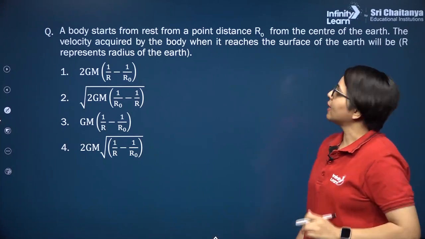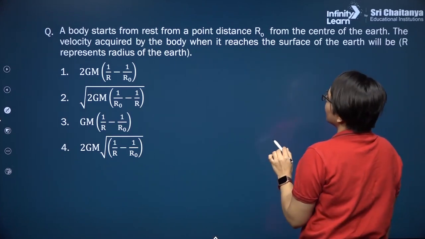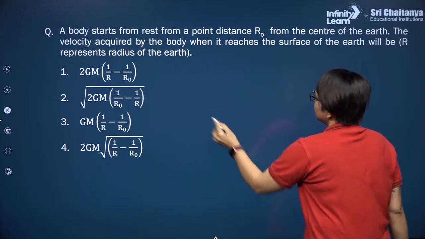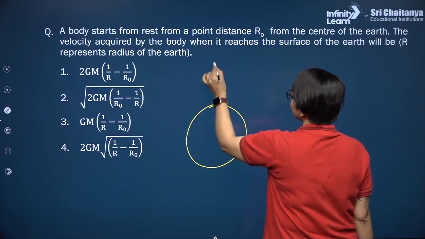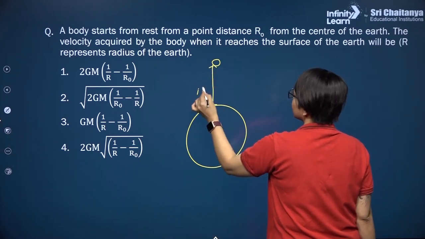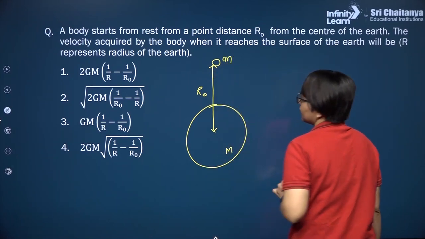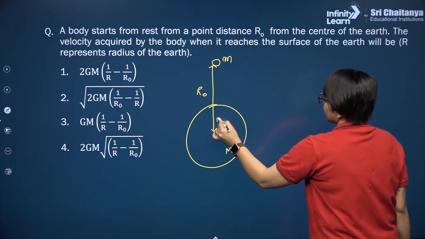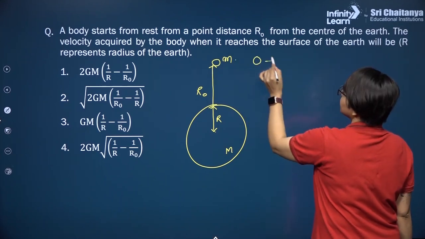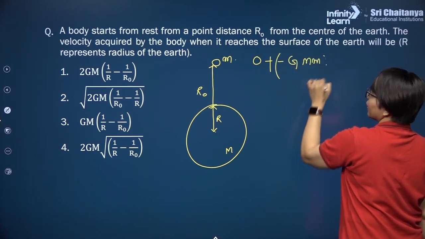Next is this one. A body starts from rest from a point at distance r naught from the center of the earth, and the velocity acquired by the body when it reaches the surface of the earth will be. So this is, let's say, the center, and the body is starting its motion from here. Initial separation from the center of the earth is r naught, and let's say the mass of the body is m and the mass of the earth is capital M. Okay, and r is the radius of the earth. So when the body is here, its kinetic energy is zero because it is starting from rest, and its potential energy is minus GMm divided by r naught.